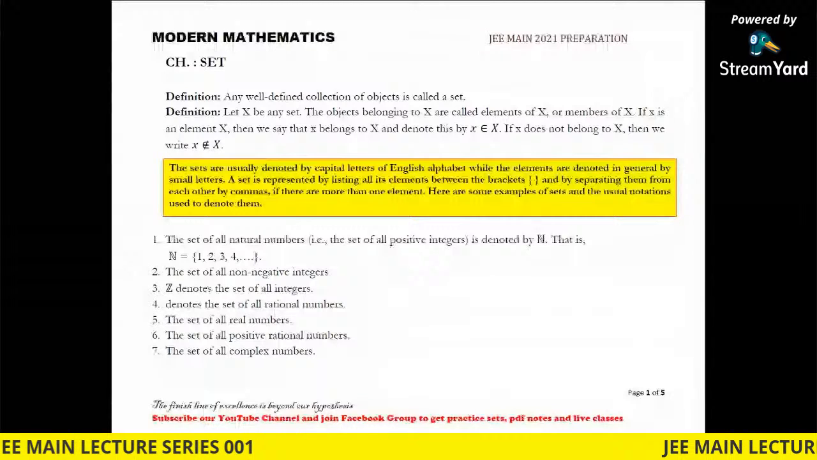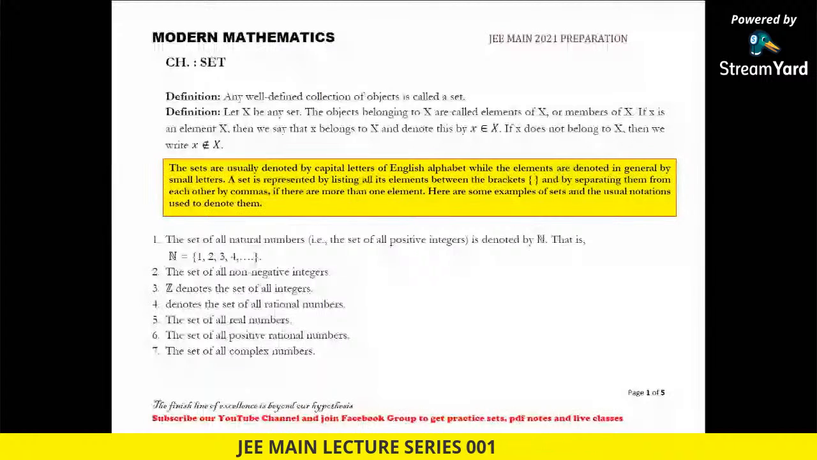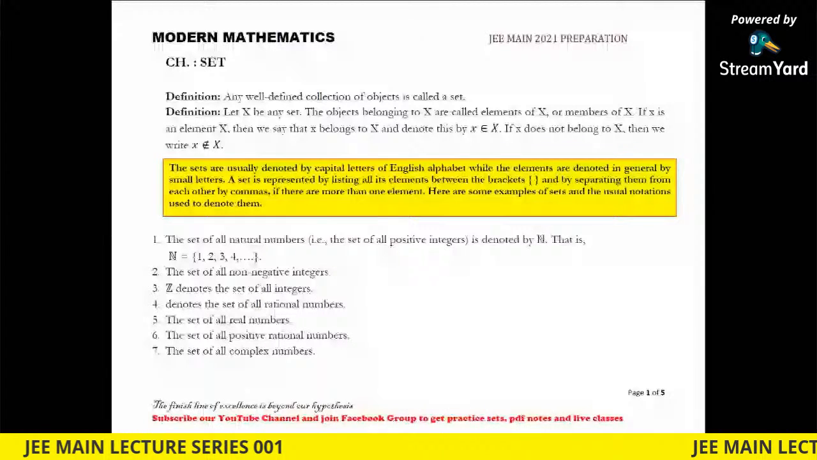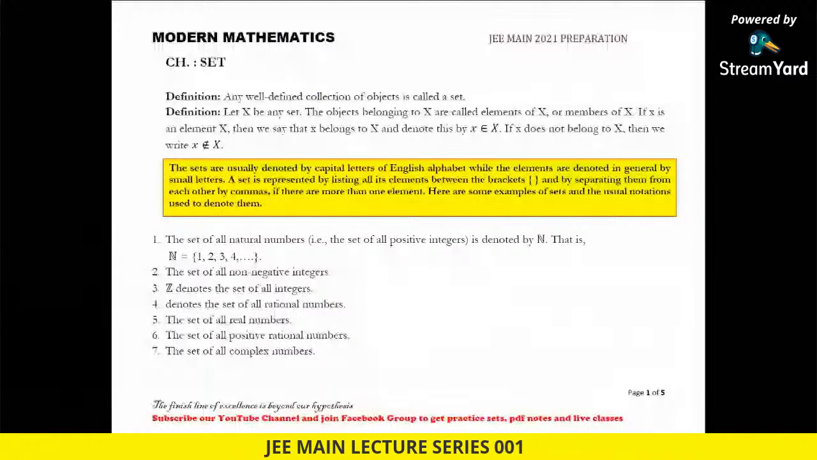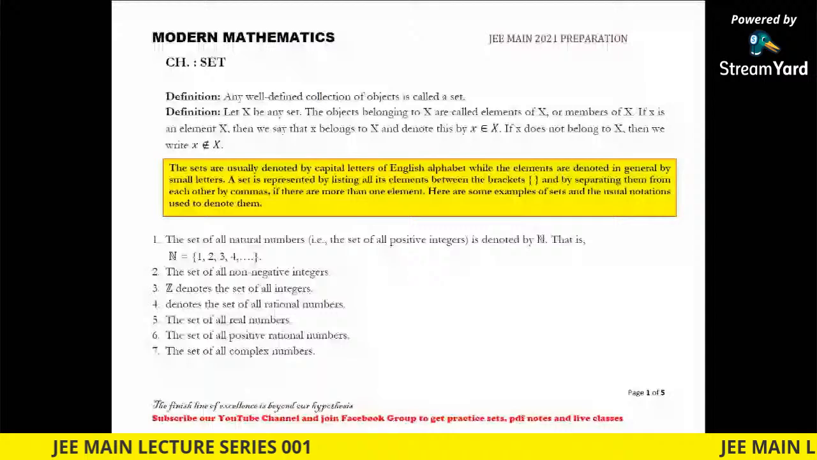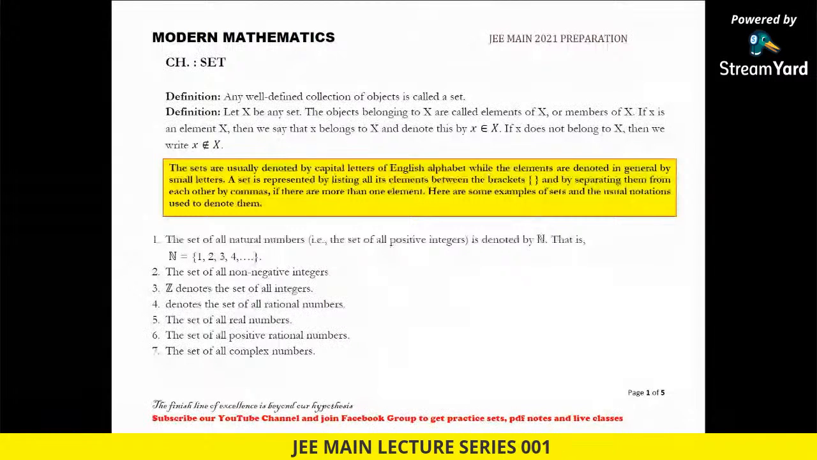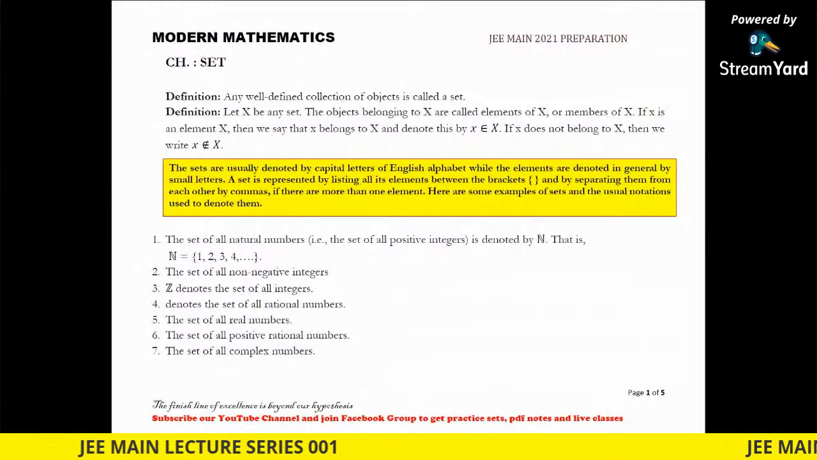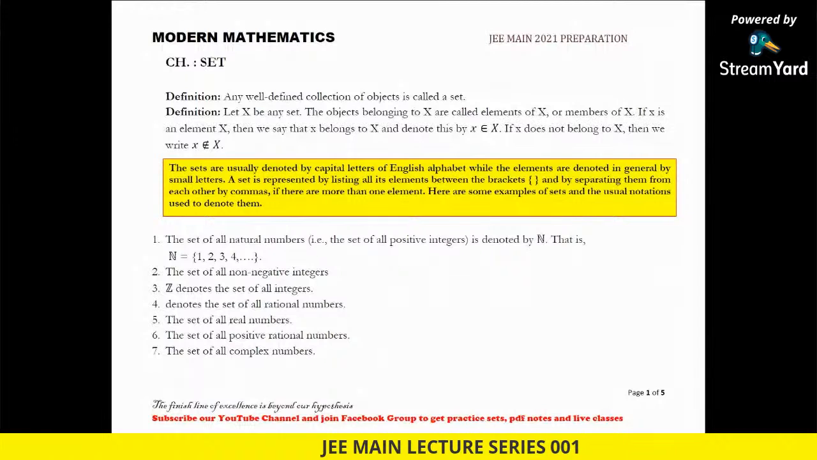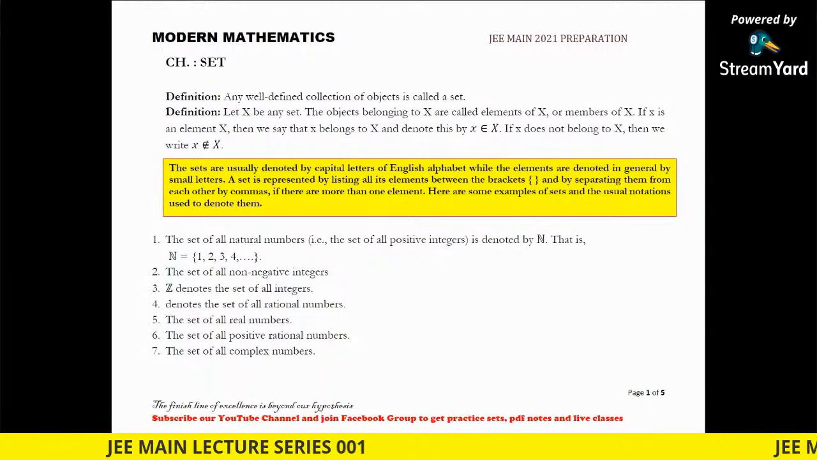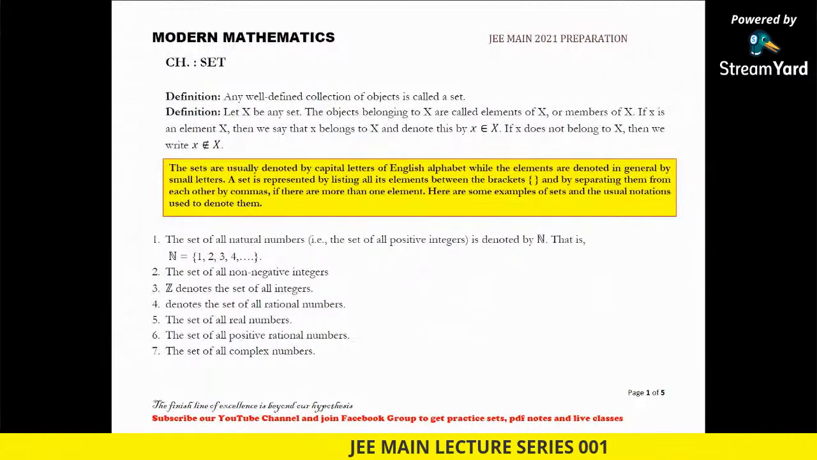So let's start. Set. You have to understand there are two words: well defined and collection. Well defined means well ruled, that is, some rules are there. A set is a collection of objects, for example, a collection of pens, or a collection of railway tickets. Somebody has it as a hobby, such as collecting tickets or keychains.